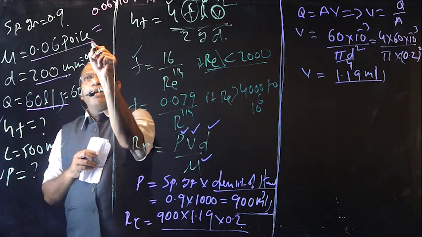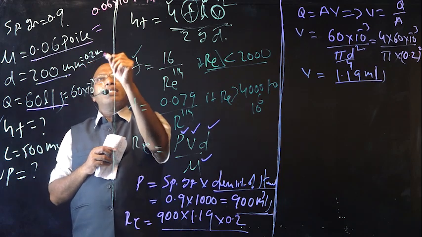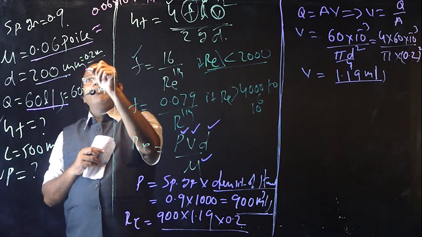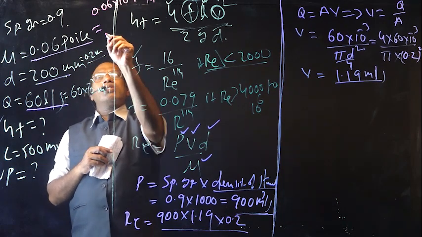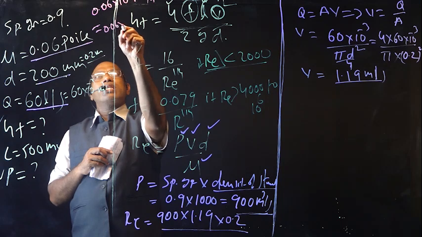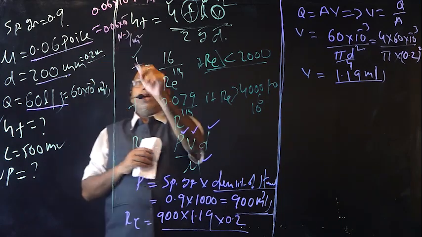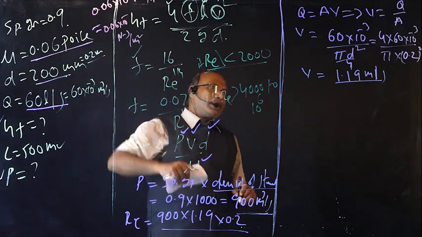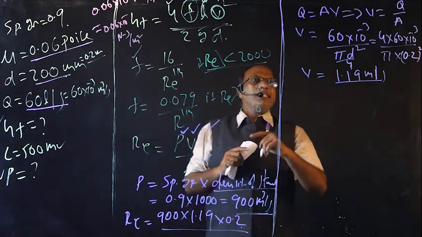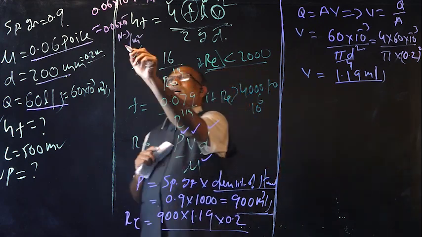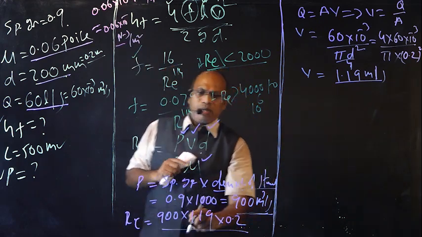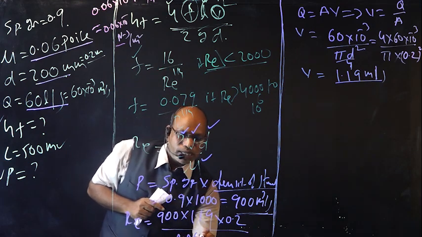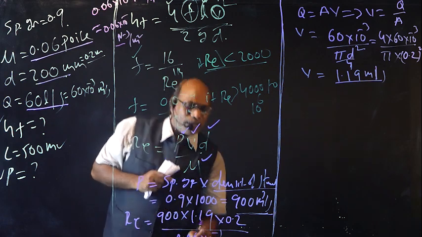The viscosity of the fluid is given in poise, that is in the CGS system. That converts into the SI system, that is equal to 0.06 into 10 power minus 1 Newton second per meter square. Right? This is the viscosity. That is equal to how much? The viscosity is equal to 0.06 into 10 power minus 1.